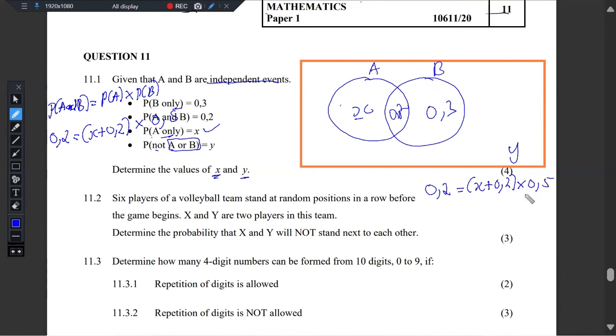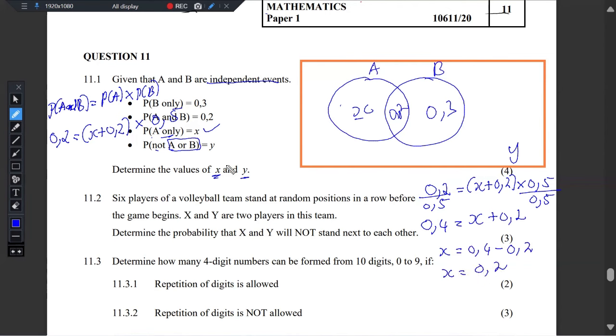Let's get rid of this 0.5 by dividing both sides by 0.5. So we have 0.2 divided by 0.5. This is giving us 0.4. So on this side we are left with X plus 0.2. Now, if we want to calculate X, that's 0.4 minus 0.2. So our X value is 0.2.